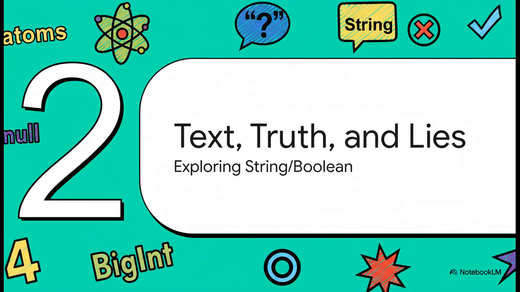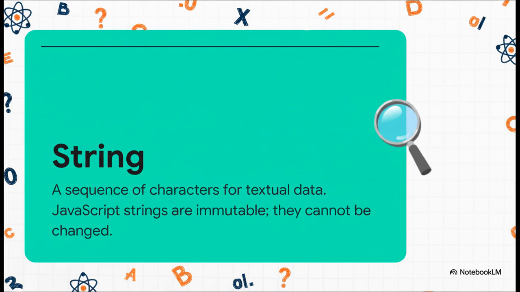So let's start with a couple of the most common types you're going to be working with. We've got string for all our text and Boolean, which is just the simple logic of true or false that powers, well, pretty much every decision your code makes. So a string is pretty simple, right? It's just a sequence of characters, some text. But its most critical feature, the one you have to remember, is that it's immutable. Once you create a string, that original string can never, ever be changed.